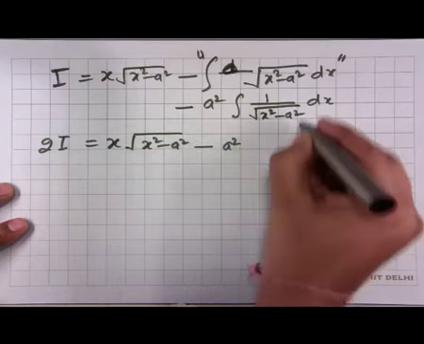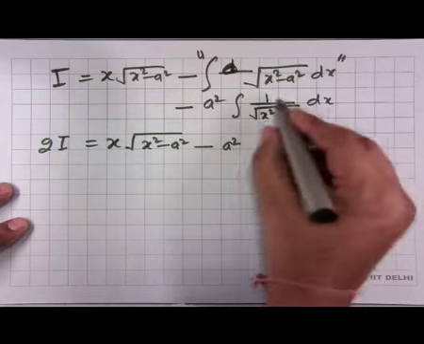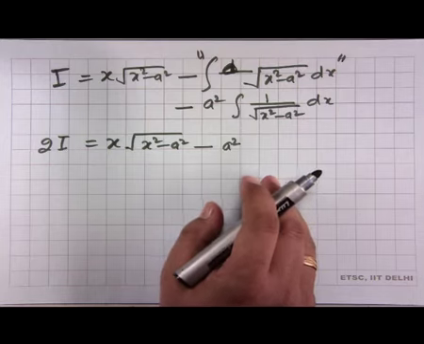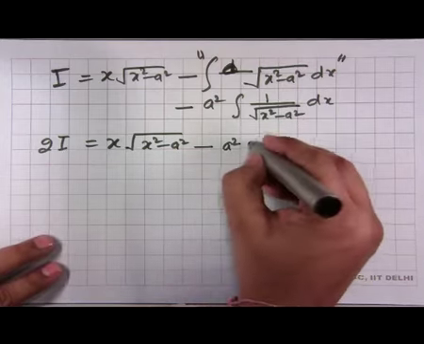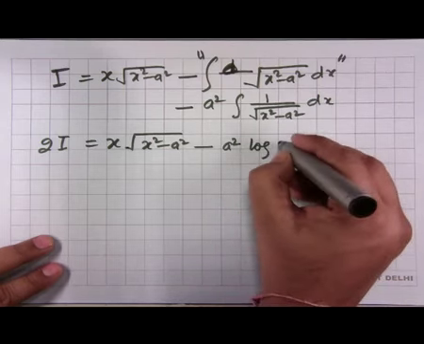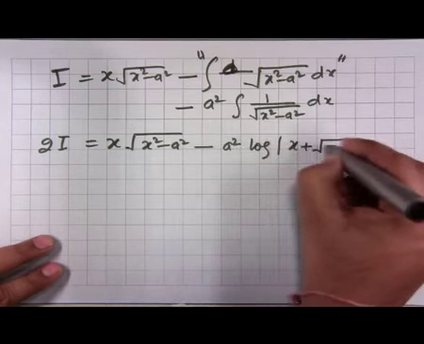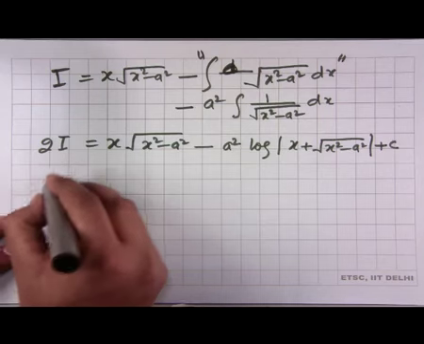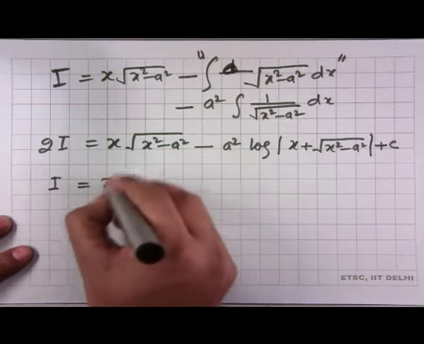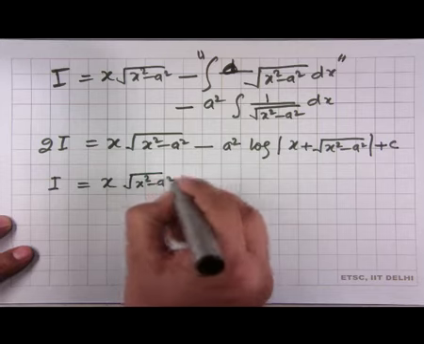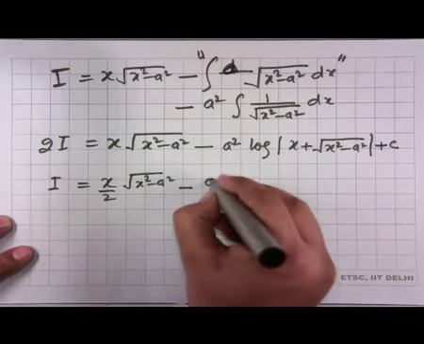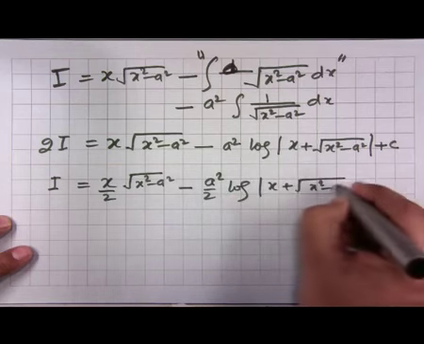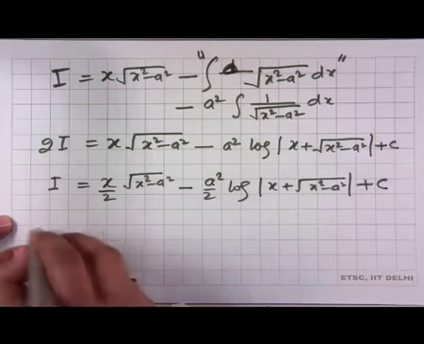minus a square times the integration of 1 by square root of x square minus a square, which is already known to us, and that is the logarithmic function of x plus square root of x square minus a square, and then finally a constant of integration. So, finally, this integral I turns out to be x square root of x square minus a square by 2 minus a square by 2 logarithmic of mod x plus square root of x square minus a square plus the constant c.